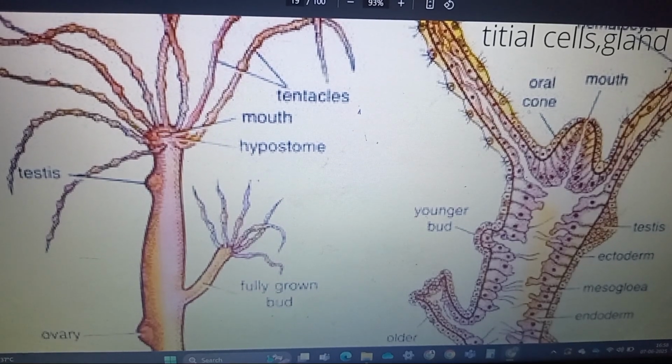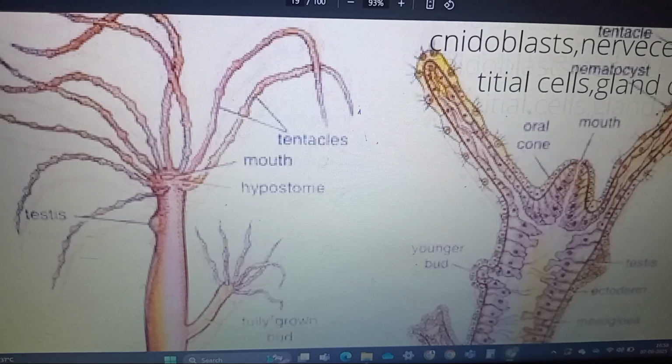This is the phylum Coelenterata. The phylum Coelenterata are aquatic. They may be free-living, and they may be motile or they may be static or sessile.